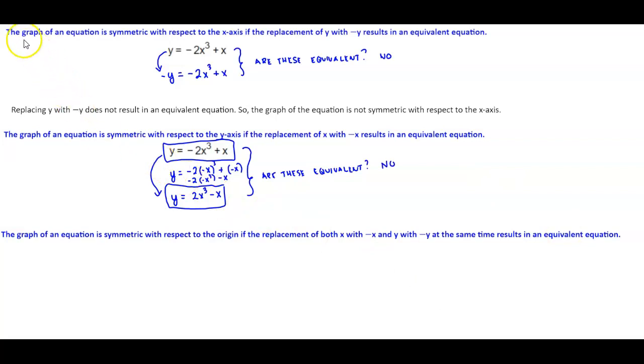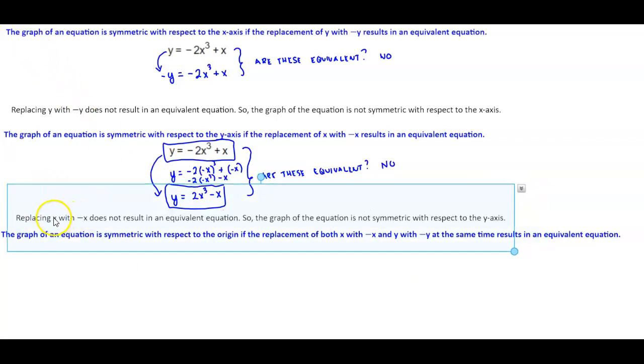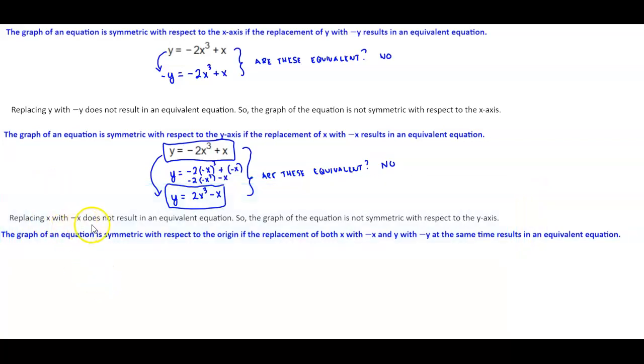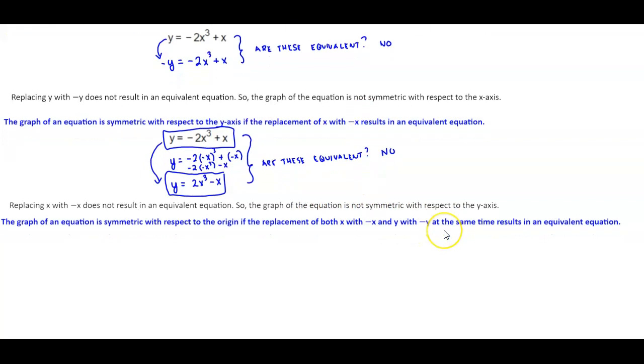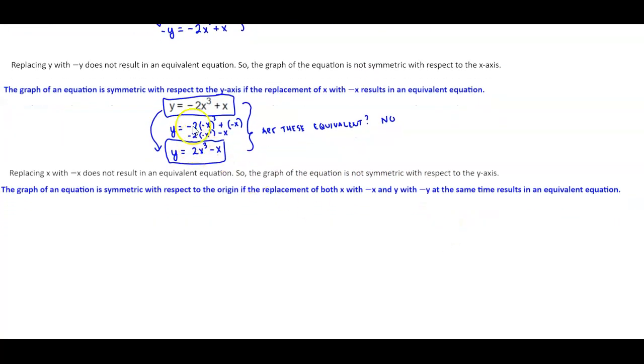So let's go ahead and write that scenario. So replacing x with negative x does not result in an equivalent equation. So the graph of the equation is not symmetric with respect to the y-axis. Okay, now we want to try the third scenario.